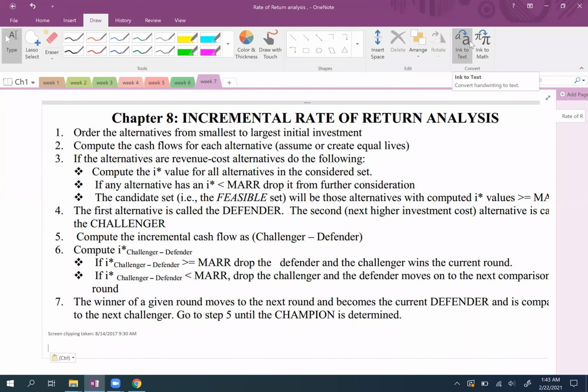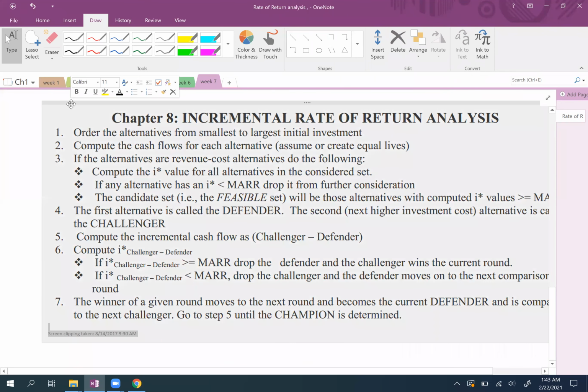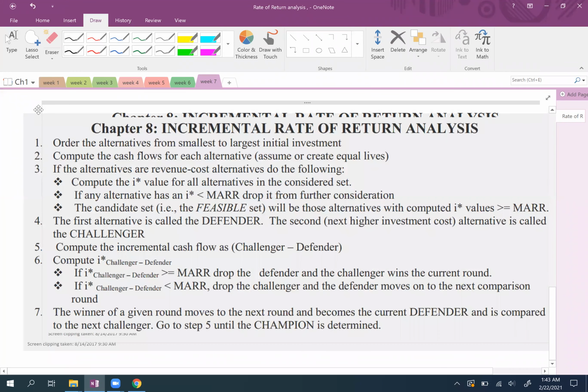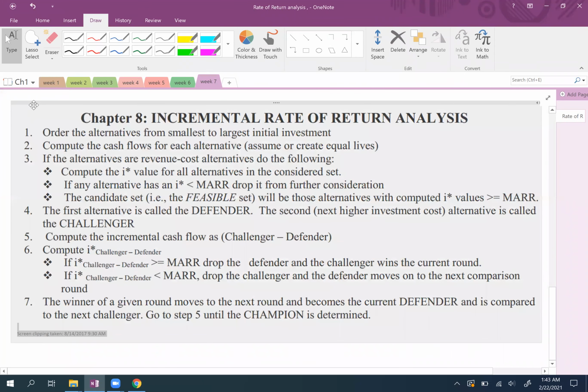Okay, everyone. In part one of this video, we talked about the basics of chapter 8, which was rate of return analysis to compare multiple alternatives. So I would like to use this piece of your textbook, which provides a procedure to generalize this incremental rate of return analysis approach. It means that if I have multiple alternatives, one, two, three, or more, how can I compare them using rate of return analysis and choose the best alternative?